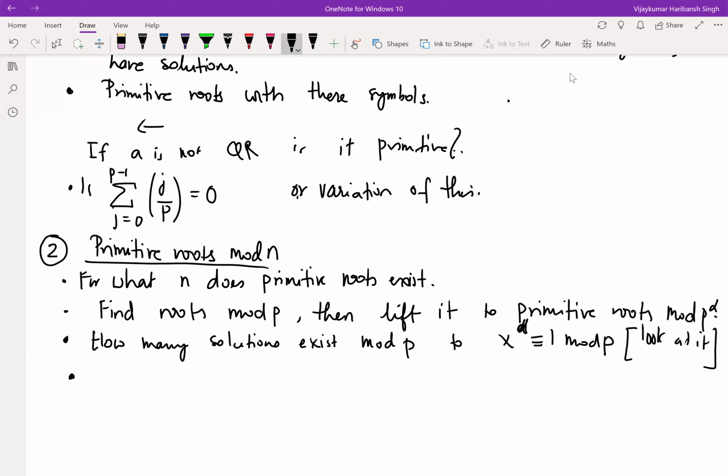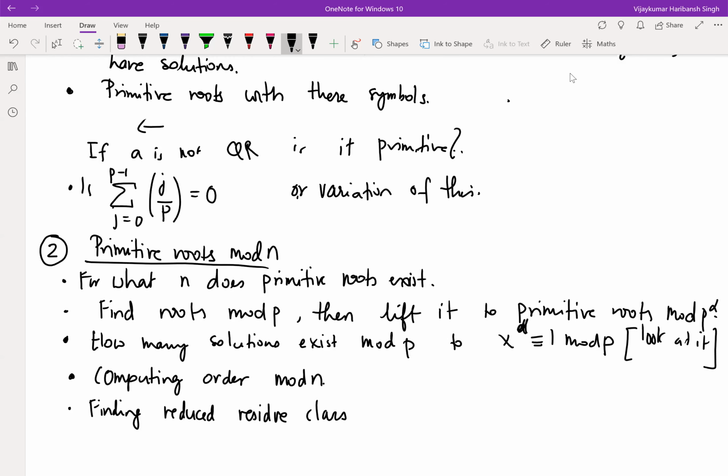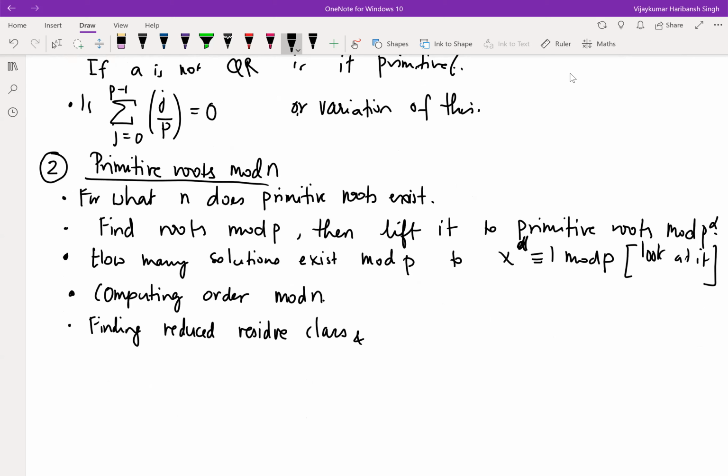So first of all, computing orders mod n, right? So now there are various theorems which help you in computing the order mod n. Then finding the reduced residue class, and use it to prove theorems, all right? And prove interesting results.